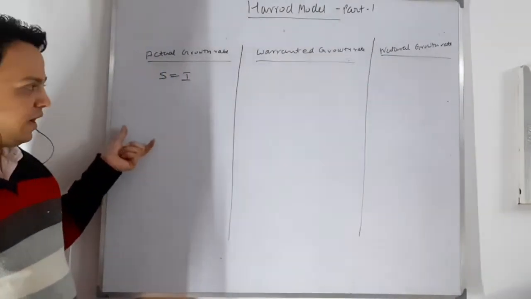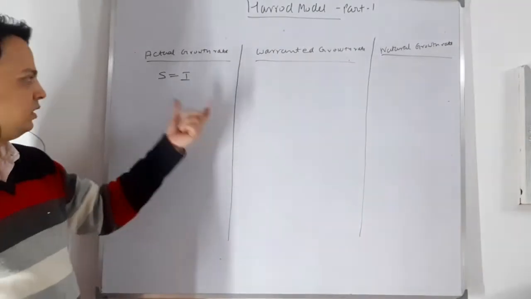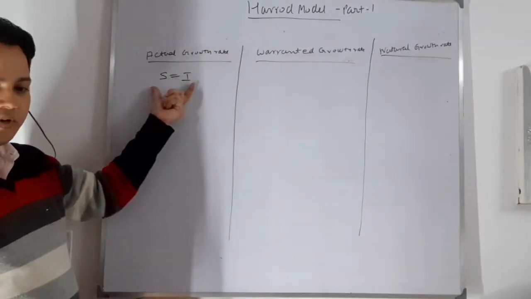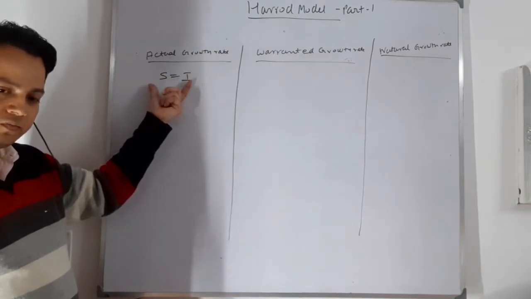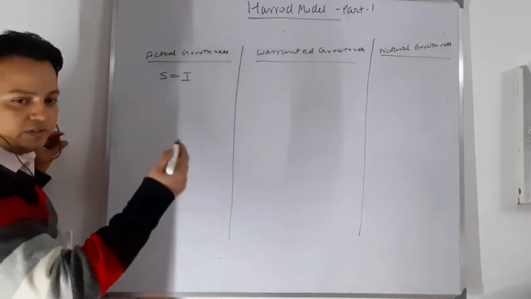Now what I am doing, I am defining these three growth rates. First, I am defining the actual growth rate. What is the actual growth rate? It is determined by the equality of saving and investment. Why? Because we have considered a two sector model.